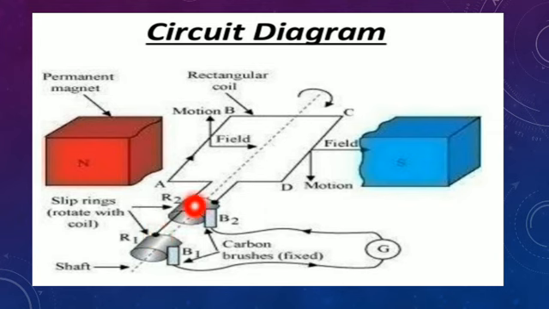Okay students, at the same time there are brushes connected, carbon brushes B1 and B2. B1 and B2 are connected to the galvanometer. So with the help of the brushes only, we take the output from the armature, which is nothing but the coil.